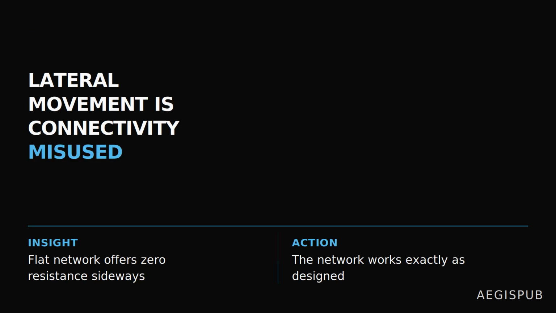The classic expression of this is lateral movement. An attacker who compromises one server on a flat network can reach every other server on that network because the shared network infrastructure offers no resistance to the sideways travel. The network was designed to facilitate connectivity. Lateral movement is just connectivity being used in a direction its designers did not intend.